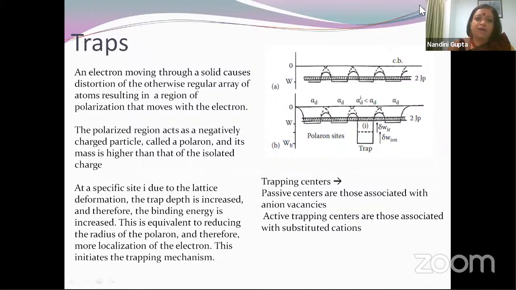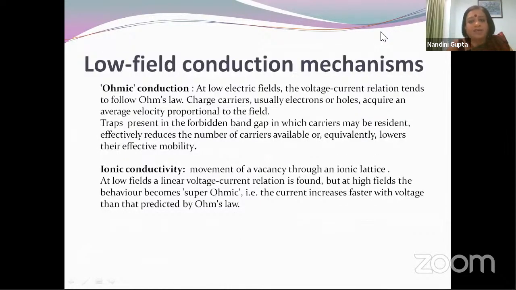So if you have a lot of traps in the material, you will have a situation where a lot of charges will accumulate, and as a result, you will have the space charge field. Before I go on to the space charge field, let us look at some of the conduction mechanisms that are present in dielectrics.